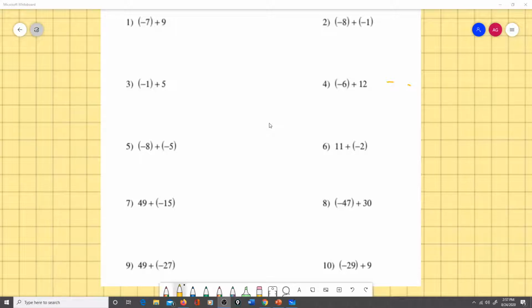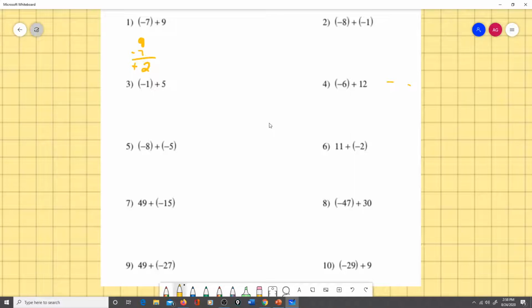So this first problem, I have -7 and I have 9. Now if you remember back, if you think about the rules, if they're different signs, you're going to subtract the smaller number from the bigger number. So 7 is smaller than 9, so we're going to subtract 7 from 9. And we're going to keep the sign of the bigger number. Well, 9's bigger and it's positive, so our answer should be positive. So to show it mathematically, we just do 9 minus 7, and we get 2. And we know that it has to be positive, so it's positive 2.